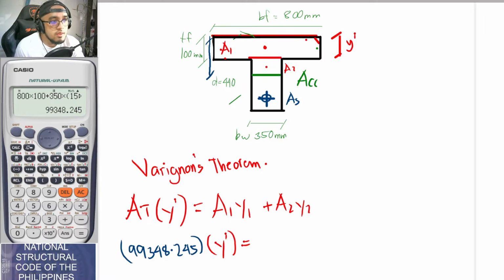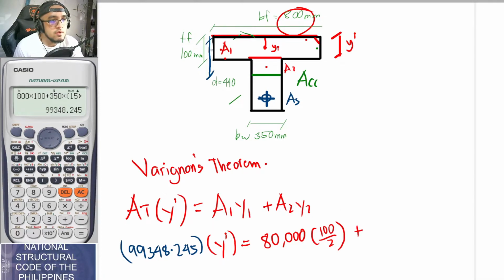So for A1, that is 800 times 100, so that is 80,000, times Y1. Our Y1 is 100 divided by 2, and that is basically 50. So that is for our A1 Y1.